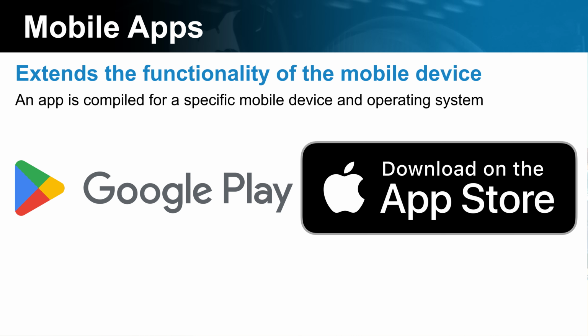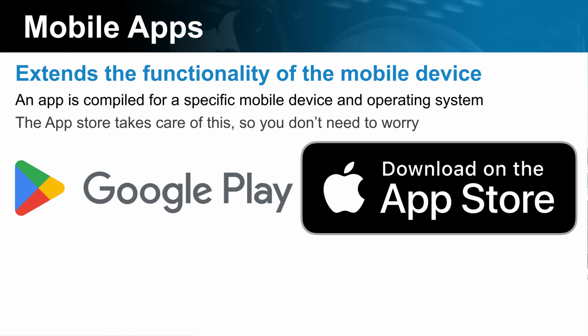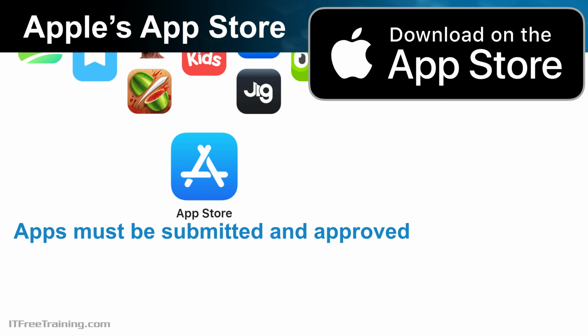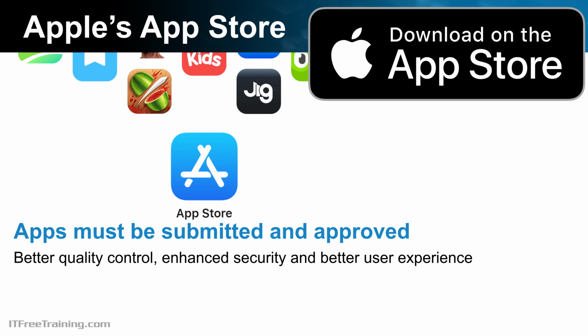You don't need to worry about this because when you download an app from an app store, it handles all these details for you. The developer simply uploads the code and any required files, and the App Store compiles the app for the appropriate hardware. For the Apple App Store, apps must be submitted and approved before they are added to the App Store. This generally means better quality control, enhanced security, and better user experience. The downside is limited user freedom and less choice.